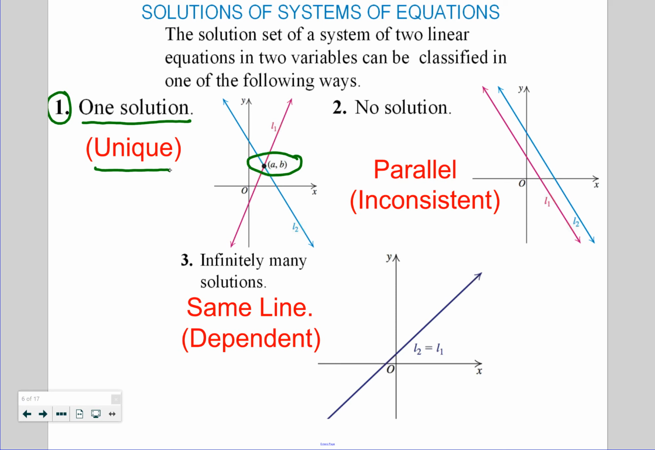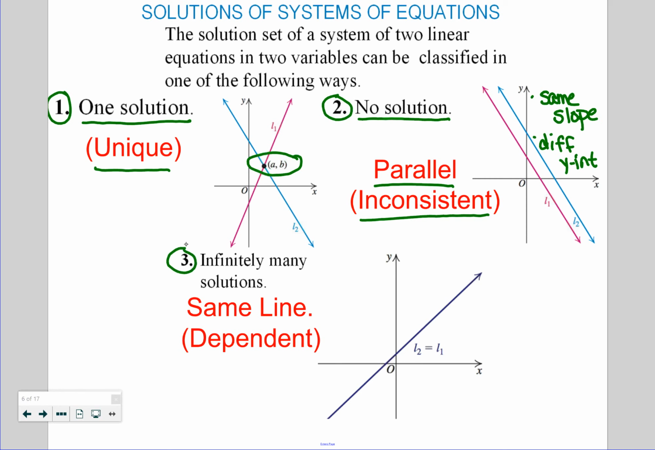The second case is if we have parallel lines. So remember what we know about parallel lines. We know they have the same slope, and they have different y-intercepts. Parallel lines also never intersect, which means if we're solving a system and looking for a point of intersection and they don't have one, we then have no solution. This type of system is called inconsistent. Again, a word that might pop up in your MyMathLab.